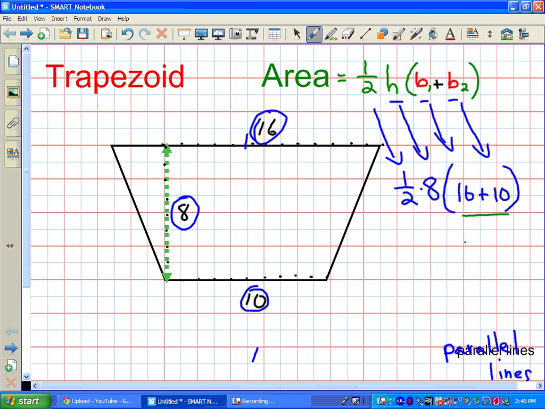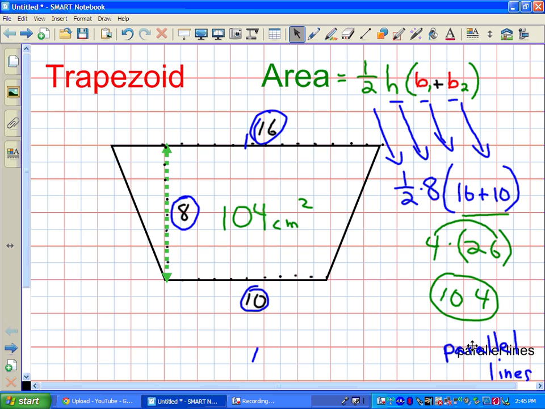16 plus 10 is 26. That's easy. Okay, parentheses first. Multiply next. We can do 1/2 of 8. That's simple. That is just 4, half of 8. So now we got 4 times 26. And we can do this, remember this way? 24, keep the 2. 2 times 4 is 8, 9, and 10. There's 104 squares in here, and we'll call them centimeters.